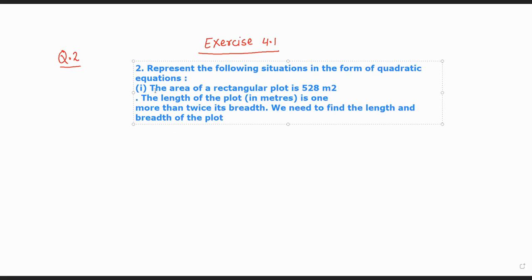Part 1 is, it is given to us the area of a rectangular plot is 580 meter square. The length of the plot is 1 more than twice its breadth. So we need to find the length and breadth of the plot. So let's start with it.